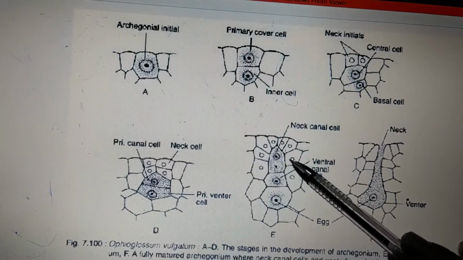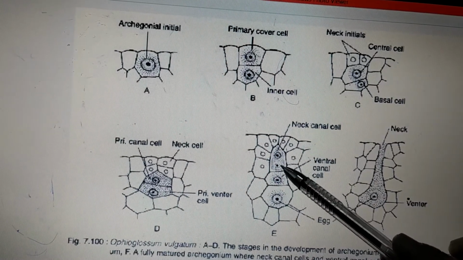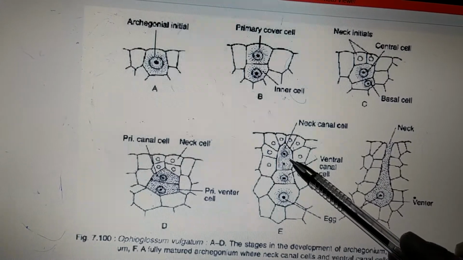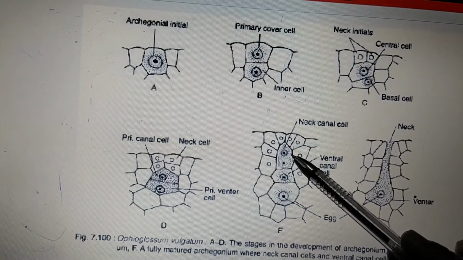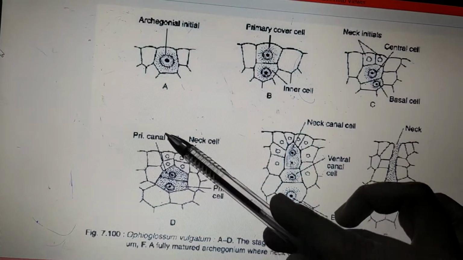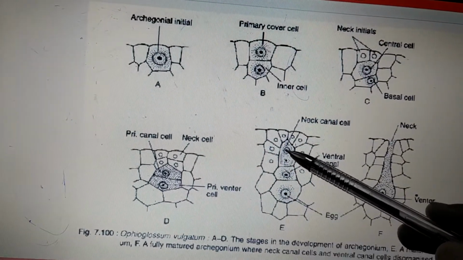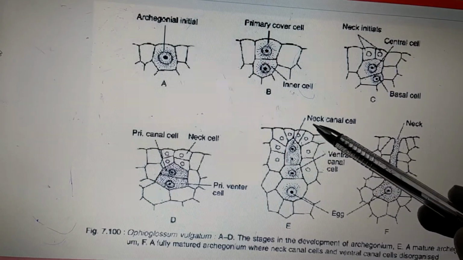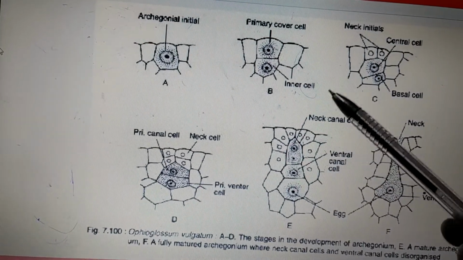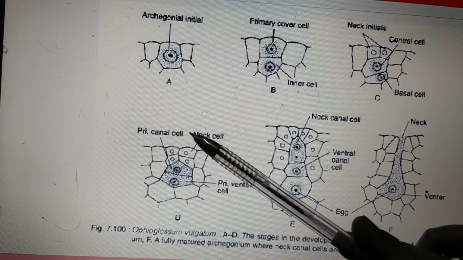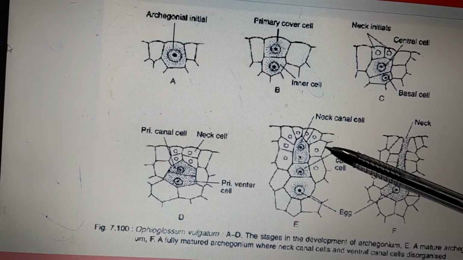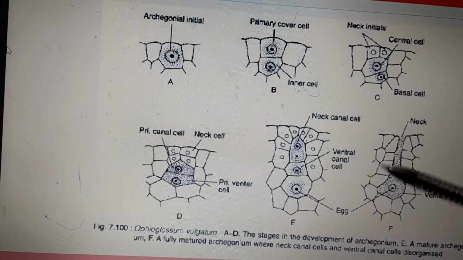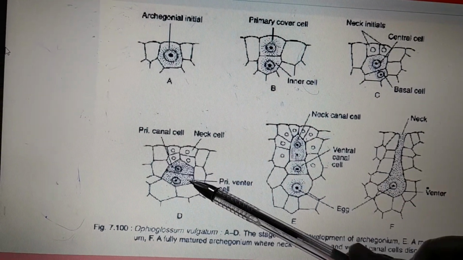Only one cell, inside that one cell we have 2 nuclei. There is no other cell wall formation. So only nuclear division has taken place in the case of the primary canal cell. These 2 nuclei make a binucleated cell, which we are going to call the neck canal cell. So only one neck canal cell is formed from this primary canal cell, having 2 nuclei without wall formation. Now we are left with the primary venter cell.